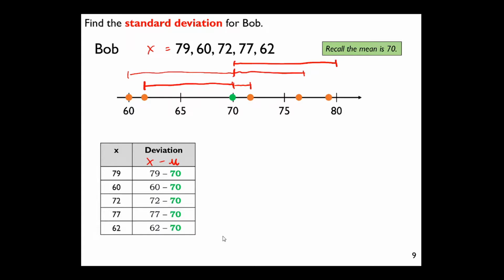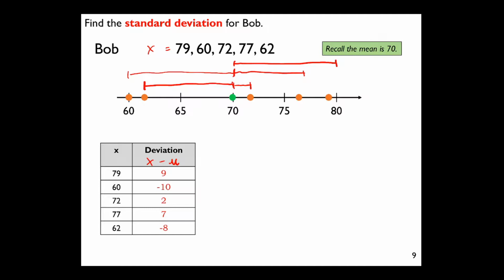Technically, they're not the distance. That's why we call them the deviations. But let's just call them, quote unquote, the distances, which they really are not. But let's play along. The first deviation would be 79 minus 70, which is 9, and then this would be negative 10, and this would be positive 2. This would be positive 7, and this one would be negative 8. So let's go ahead and animate all that in. So that's what the deviations are.